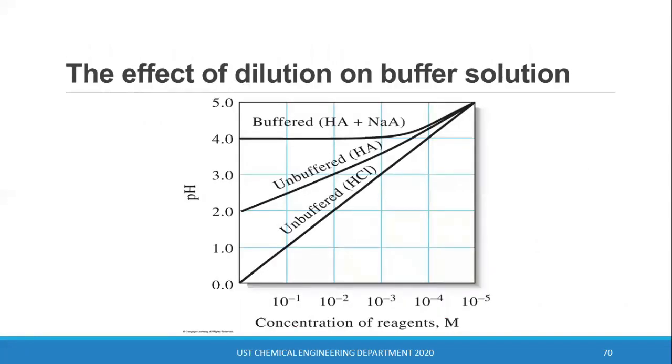Let us now study some of the factors that can affect the buffering capacity of buffer solutions. Let us start with the effect of dilution on the buffer solution. From the figure, it can be seen that buffer solution has the greatest resistance to changes in pH when compared to unbuffered weak and strong acids. However, for dilute or low concentrations, the changes in pH become similar when compared to unbuffered weak and strong acids. Thus, it can be concluded based on this figure that dilution could decrease the buffering capacity of the buffer.